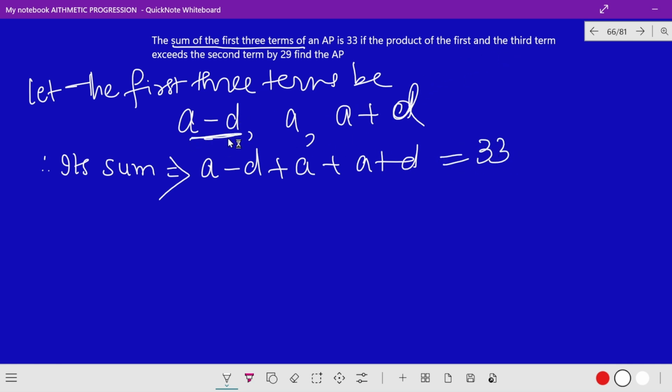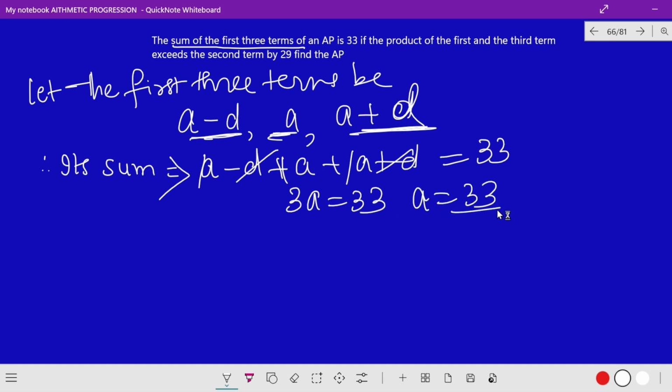So this is the first term, this is the second term, this is the third term. Sum of the terms is 33. Plus D minus D cancel. A plus A plus A will become 3A is equal to 33. A is equal to 33 by 3. The answer will be 11. Therefore, A is equal to 11.